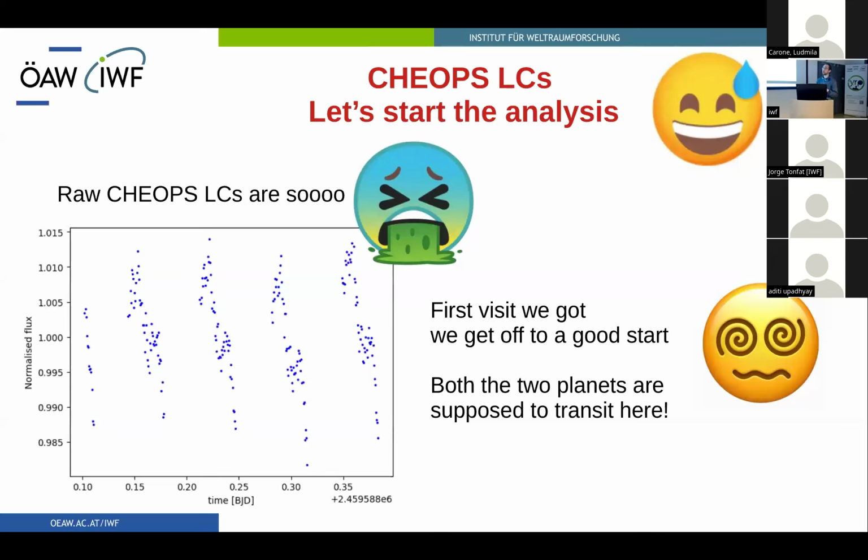We define the so-called efficiency of the visit as the ratio between the time that was actually spent on the target over the total duration of the visit. So here in this case, the visit is not very efficient either, but okay, this is what it is.